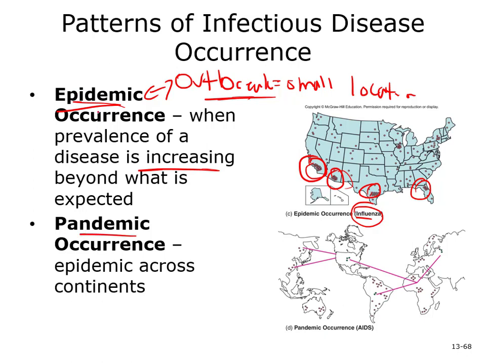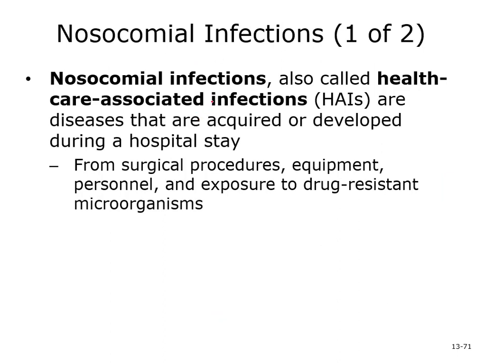Pandemic is basically an epidemic, but it's worldwide. Obviously, right now, COVID-19 is a pandemic. The HIV virus is also considered a pandemic. Lastly, I want to talk about what's called a nosocomial infection. Nosocomial infections, also known as healthcare-associated infections, are infections that we find in medical facilities, in hospitals, nursing homes.